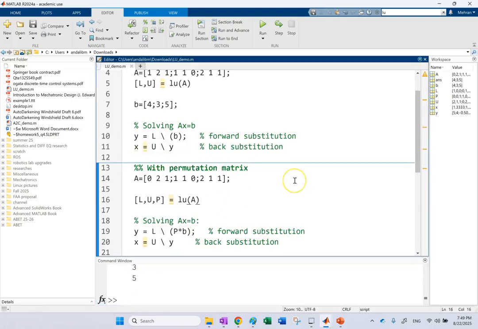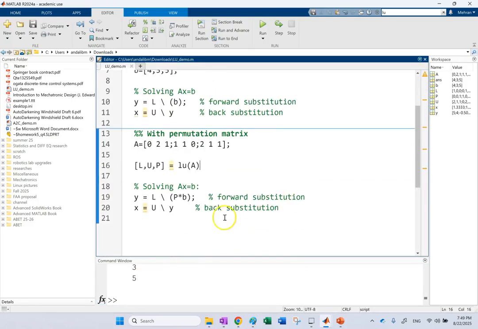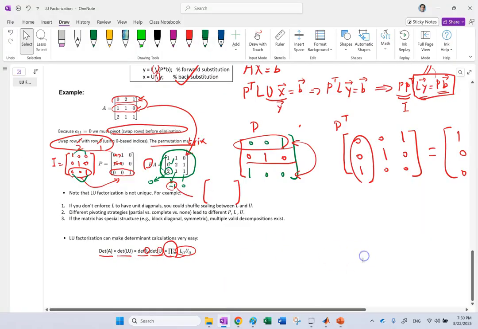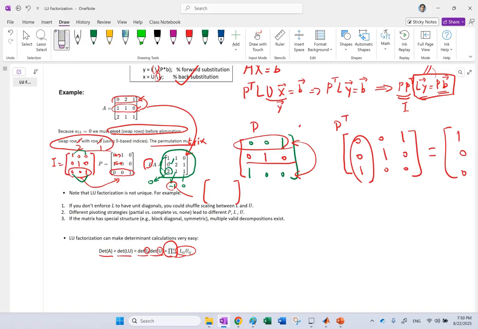Okay, yes? So you see that in this case, I divide L backslash by P times B instead of just B. And the second part, the back substitution, is the same. So this is what LU factorization is. Now, let me tell you a couple of interesting things before we finish this video.